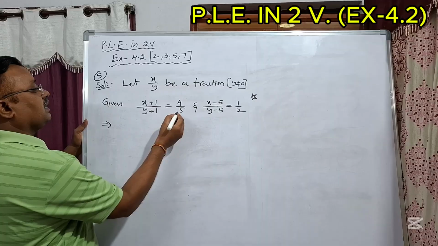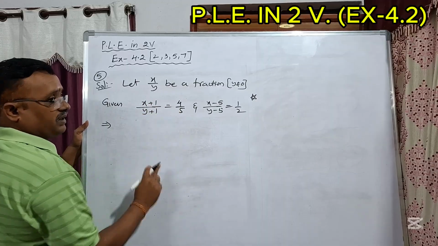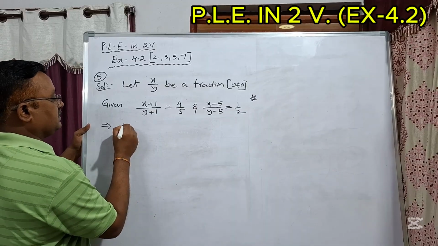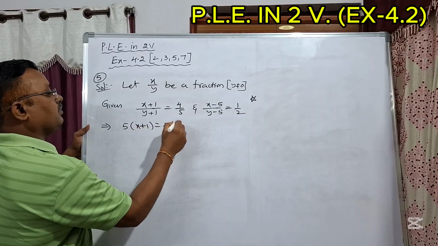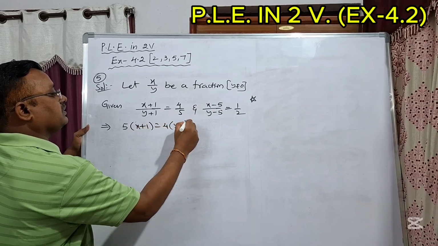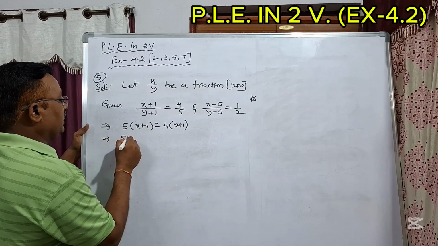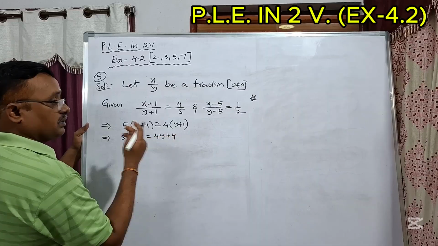This implies cross multiply them. (x plus 1) by (y plus 1) equal to 4 by 5. Correct? So now just cross multiply. Then it implies 5 times (x plus 1) equal to 4 times (y plus 1). Okay? Right. This implies 5x plus 5 is equal to 4y plus 4.